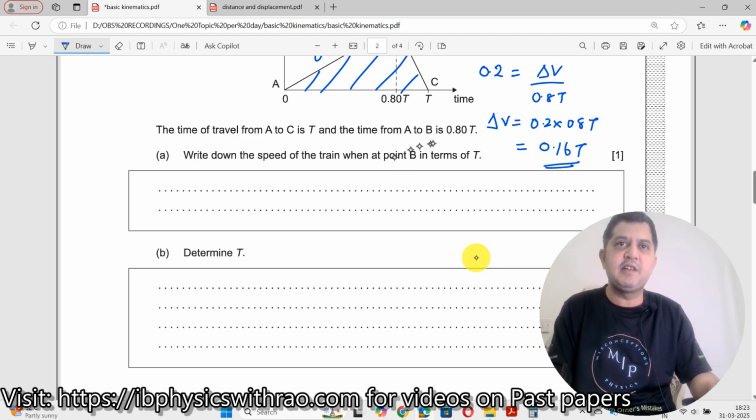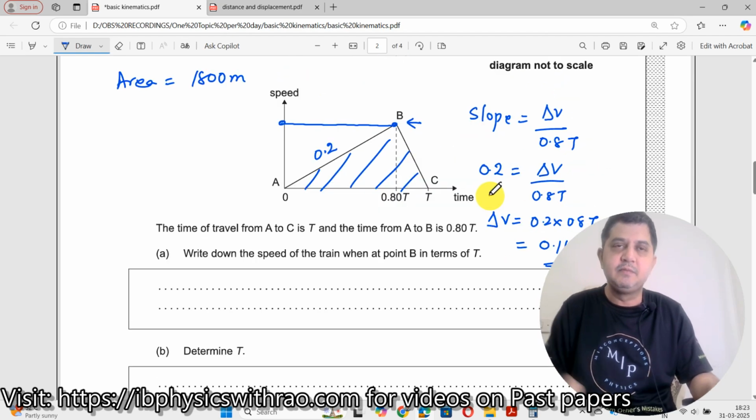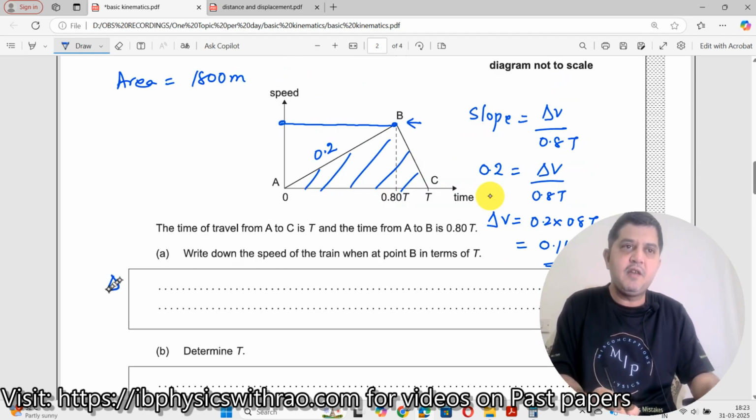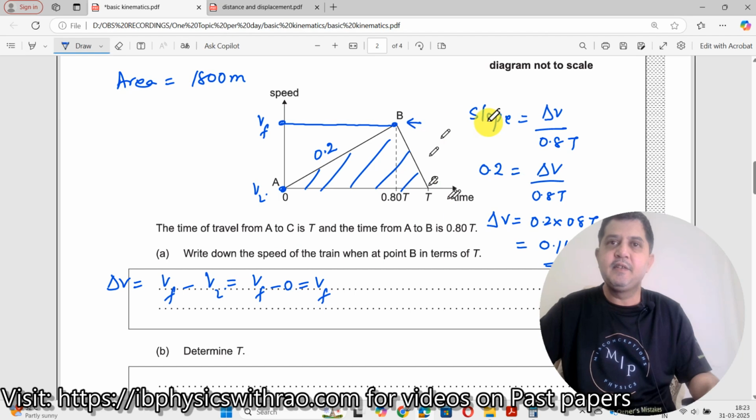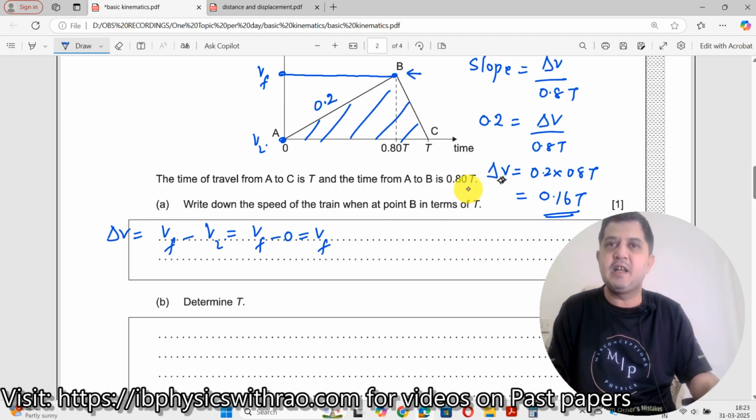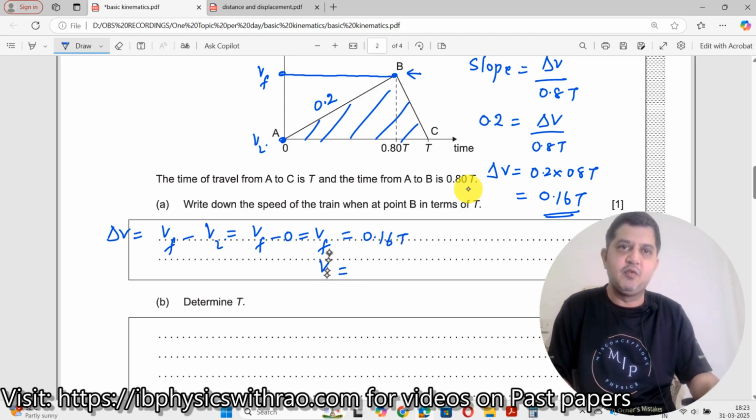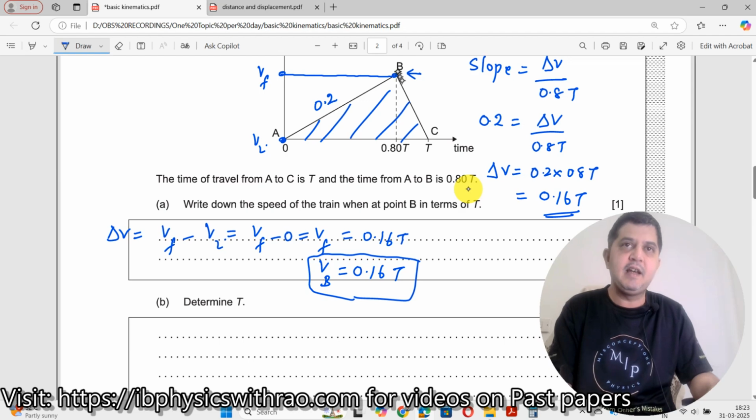Now we have got delta V. What do we need? We need the value of V here. Delta V is nothing but V final minus V initial. V initial is 0, and V final is what we need to find. So V final minus 0 is equal to V final. We already know delta V is 0.16t, so I equate this to 0.16t. Thus V final, which is VB, is equal to 0.16t. So we have got an expression for the velocity of the train at point B.